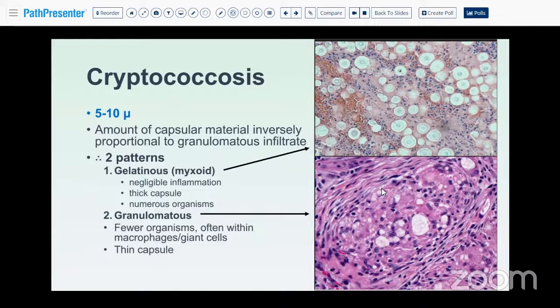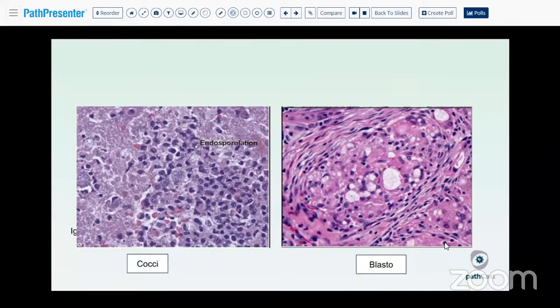The harder to detect pattern is the granulomatous pattern. That's where there's a strong immune response, strong granulomatous inflammation. The organisms tend to aggregate, multiple organisms within one gelatinous capsule that's harder to recognize. Keep in mind that they have a thinner capsule here. And these are, again, smaller organisms at about 5 to 10 microns, about the size of our lymphocytes. Cocci versus blasto side by side. So 5 to 10 microns versus 50 microns. Big size difference.